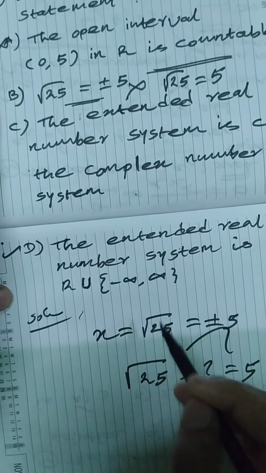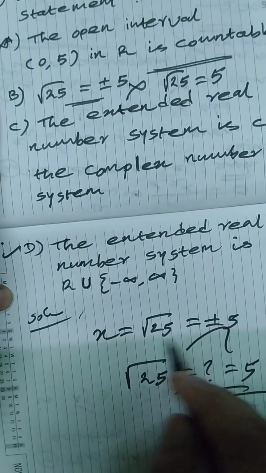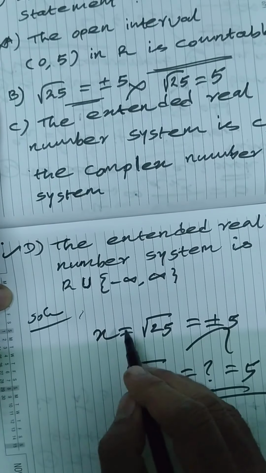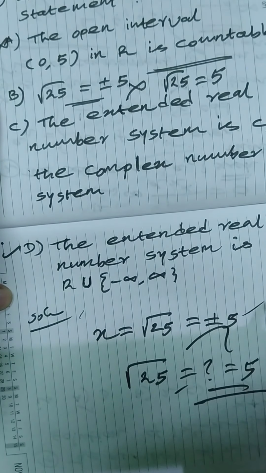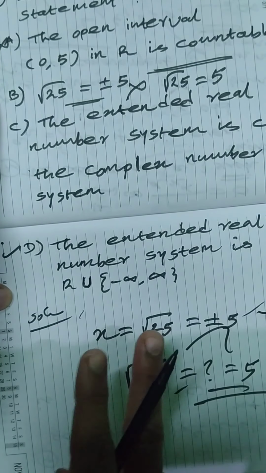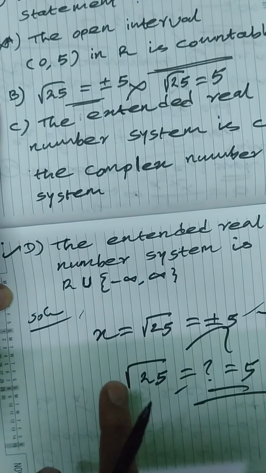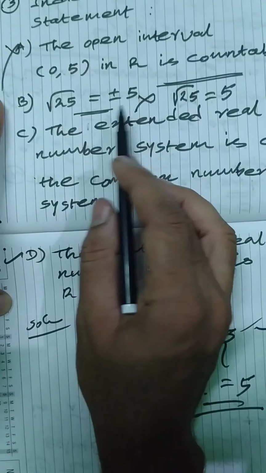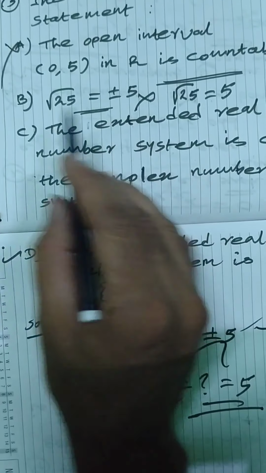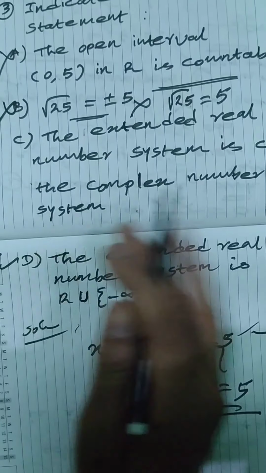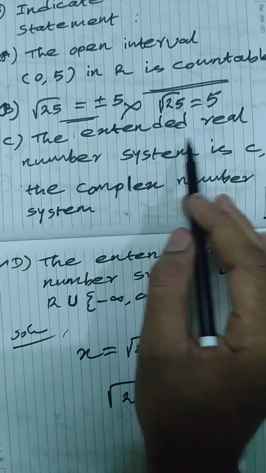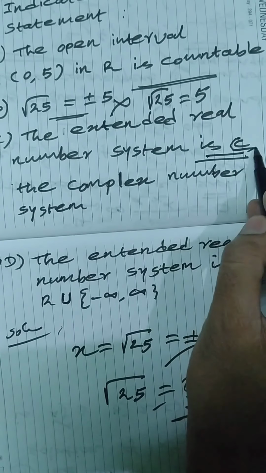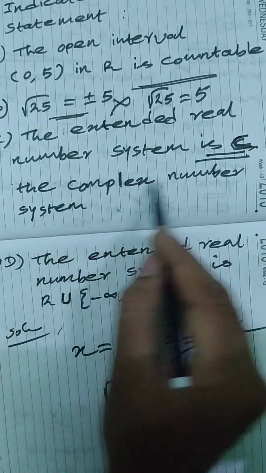So when we have plus or minus 5, suppose it is given like x equal to √25, this option is correct, because we are having a quadratic equation with 2 roots. But here it asks only √25, so 5 is the correct option. But the option given is plus or minus 5, so this is a wrong statement. So next one, the extended real number system is C, the complex number system.